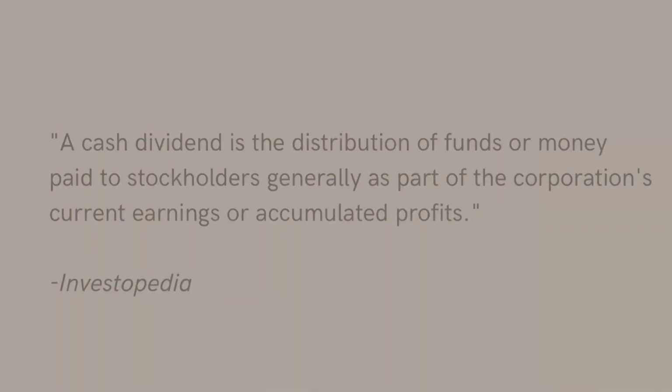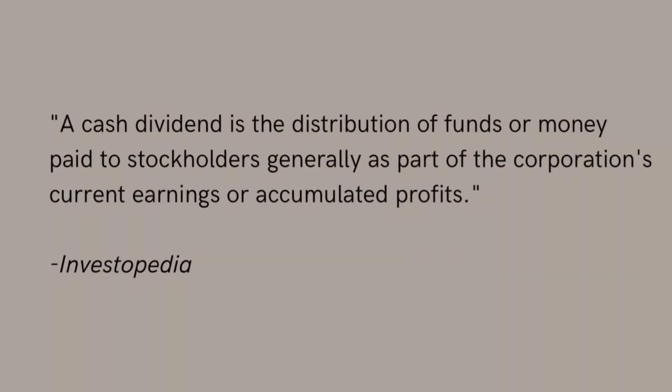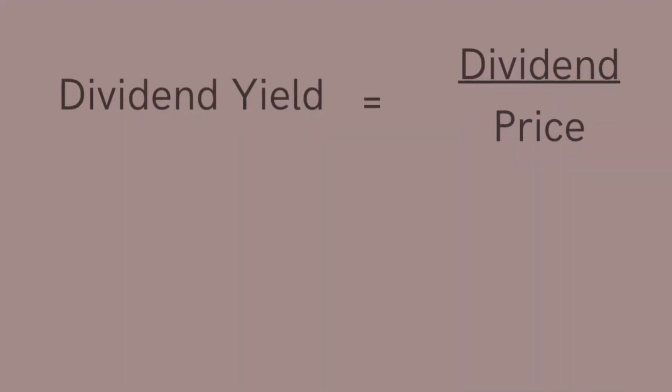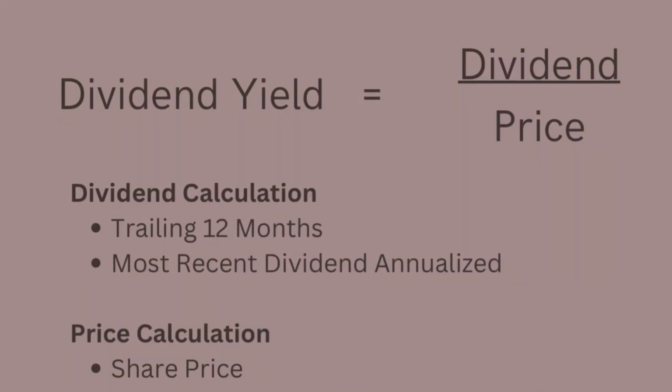Today we're going to be talking about dividends, specifically a dividend yield trap. Before getting into this dividend yield trap, let's talk about cash dividends. A cash dividend is money paid from a company for each unit of shares you own. And a dividend yield is if you take the dividend that they're paying, either the trailing 12 months or the most recent dividend annualized, and you divide it by the price, you get the dividend yield.